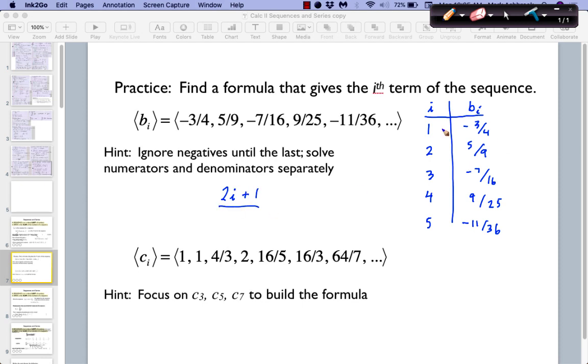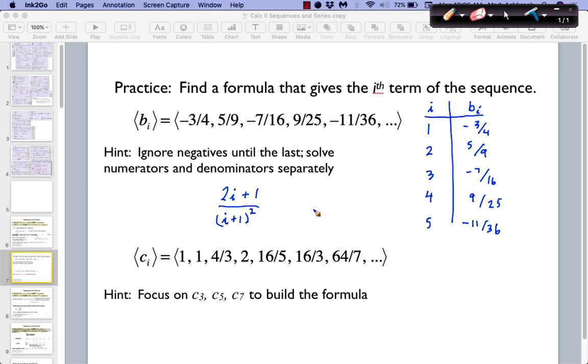Okay, denominators. 1 gives 4, 2 gives 9, 3 gives 16. First of all, those numbers 4, 9, 16, 25, 36 should ring a bell. Those are squares. Are they i squared? No, this is 2 squared, and we're at i equals 1. This is 3 squared, where i equals 2. So what square is it? Jennifer, did you get it? (i plus 1) squared. Yeah, you had to add 1 to the index first, and then square it. Any questions? So that's the numerator and the denominator.